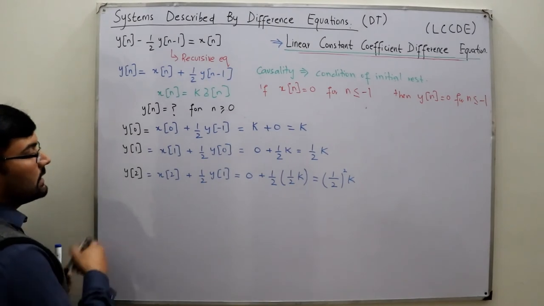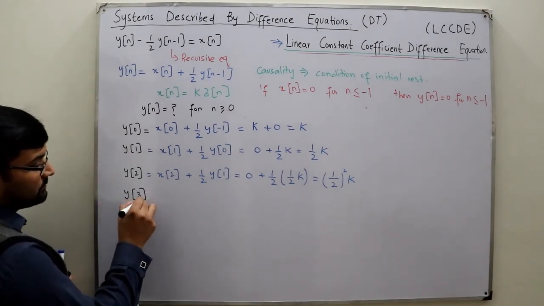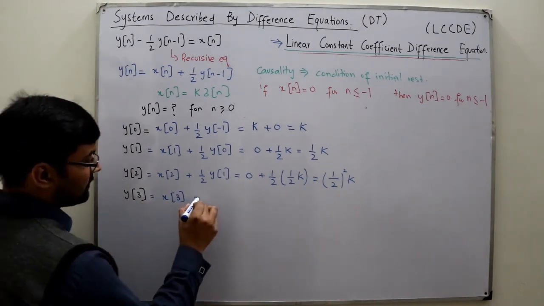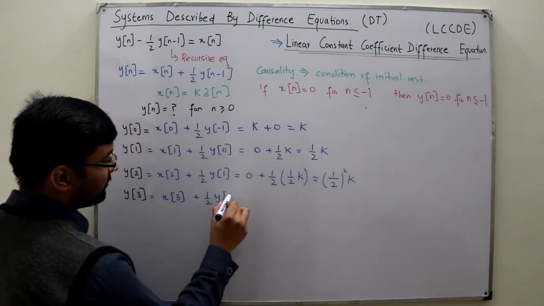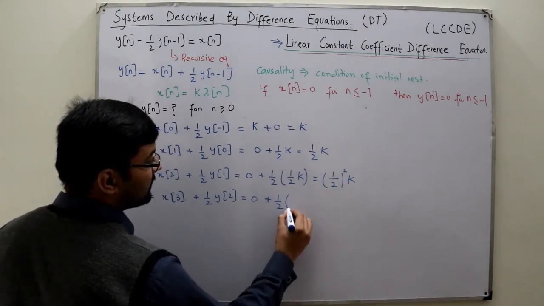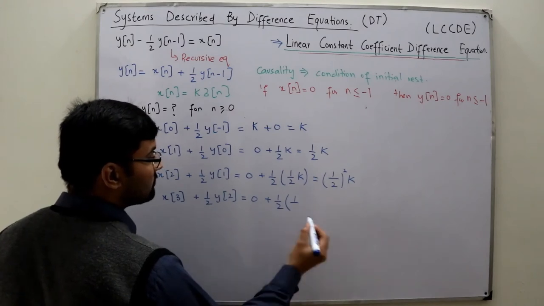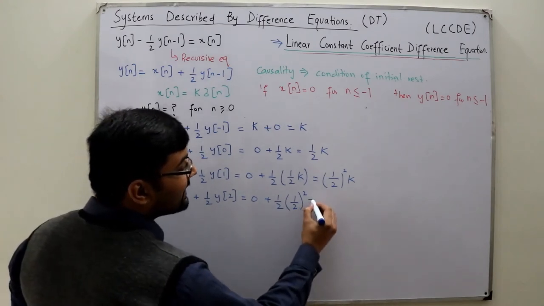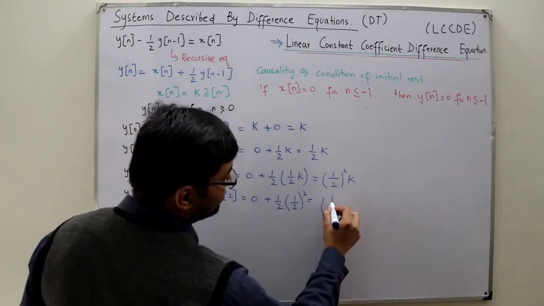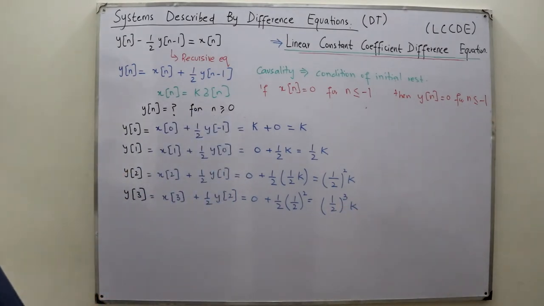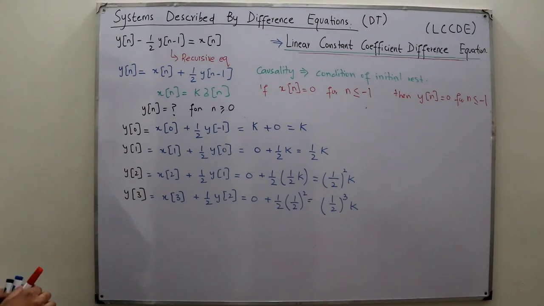Right? Similarly, y of 3 would be what? It would be x of 3 plus half of y of 2. So x of 3 would again be 0, and then you have plus a half of 1 over 4, or you can write 1 over 2 squared, 1 over 4. So if I am interested in generalizing it, this would give me 1 over 2 cube into k.